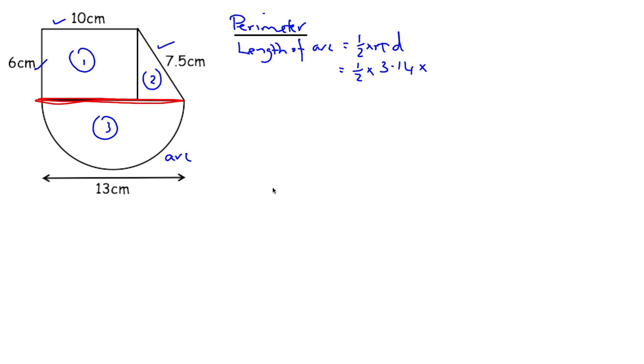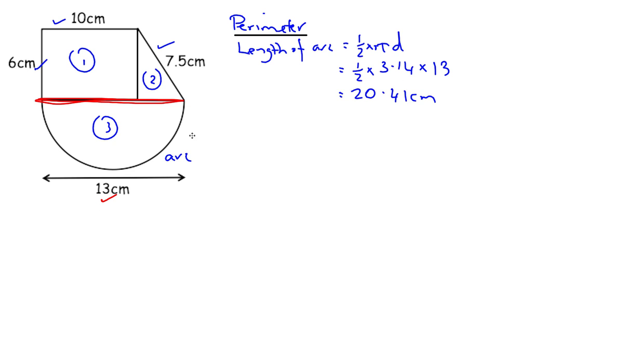What information do we have? Well, we've got right at the bottom here that's 13. Okay, so that's quite helpful. We've got 13 we can put in there, and then we can go on and work that out with the calculator this time. A half times 3.14 times 13 is 20.41 centimetres. Again, I'll probably round it later on because that's 4 significant figures.